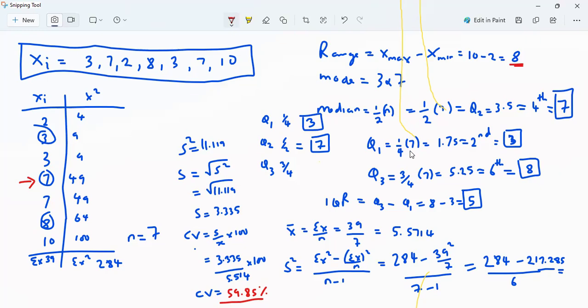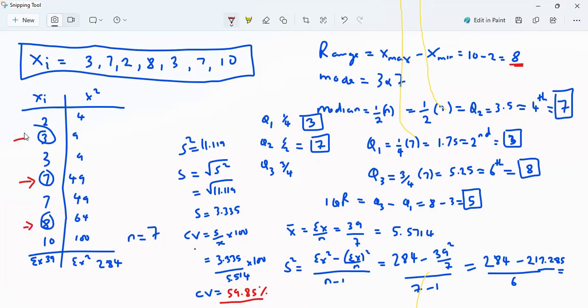The second position, when you count there, it is 1, 2, which is the third. And the upper quarter is 3/4 of n, which is 5.25. Don't round off, you round up. So 5.25 is the sixth position. 1, 2, 3, 4, 5, 6. This is our sixth position.